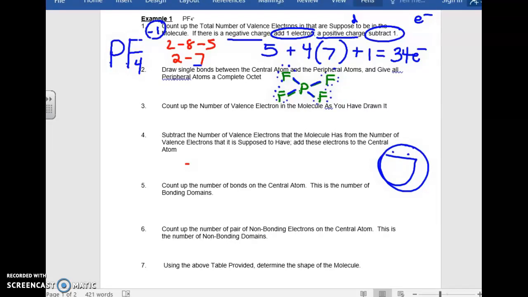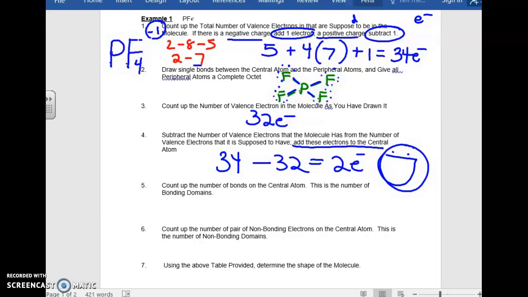Now notice I have a total of 32 electrons, but at the first I counted up that I needed a total of 34. I'm supposed to have 34, I have 32. That means that there are 2 extra electrons that are unaccounted for. I have to add these electrons to the central atom. So if I resketch this, there we go. And as I said, this represents a total of 32 electrons. I have 2 more to place, so I'm going to place the remaining 2 on the central atom.